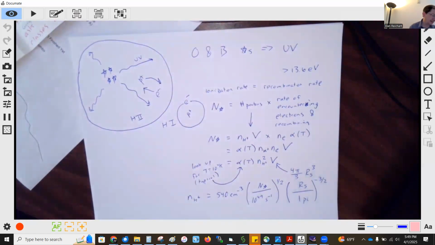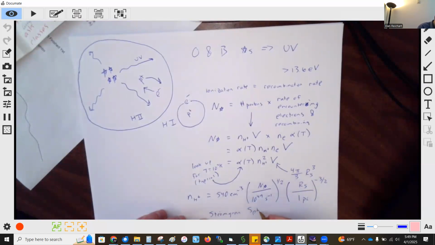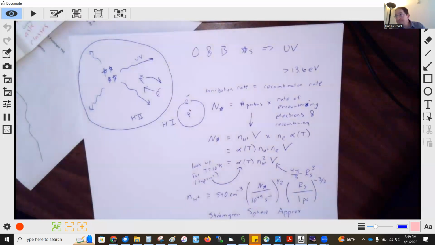Now, why the S? The S stands for Stromgren. What we've done here is something called the Stromgren sphere approximation. Okay. I guess Stromgren was the first person to do it.